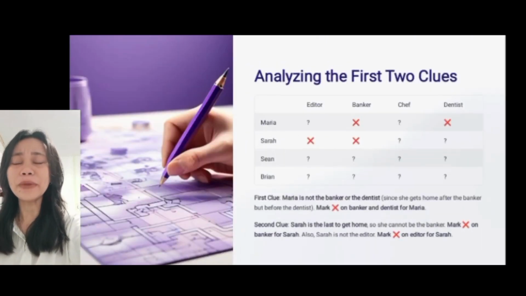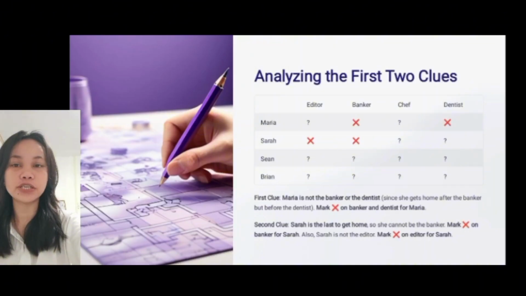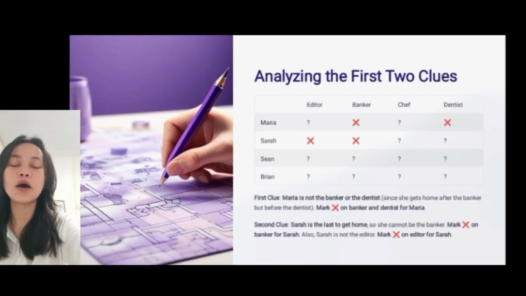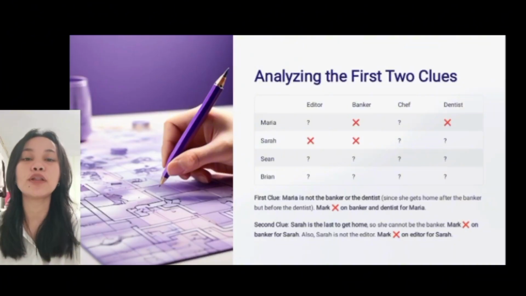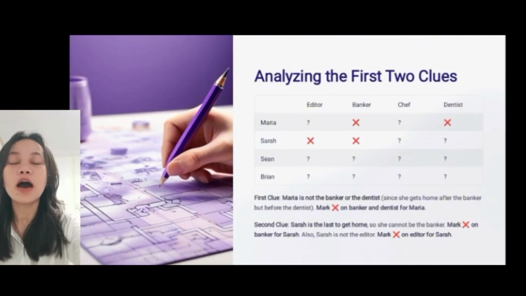To make it easier to find the answer, we will use a logic grid. In this grid, we mark what is possible or not possible for each person. Our first clue is that Maria is not a banker or a dentist, since she gets home after the banker but before the dentist.